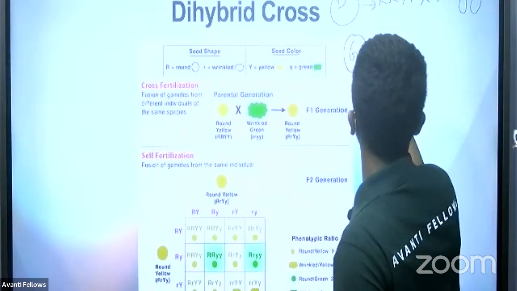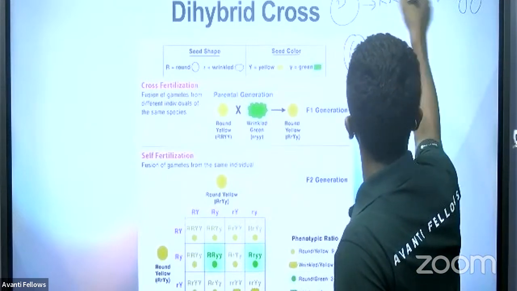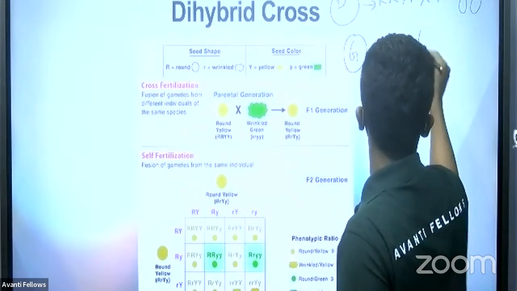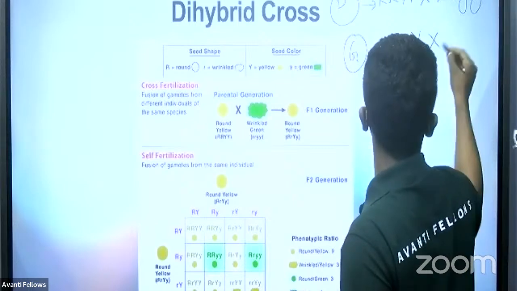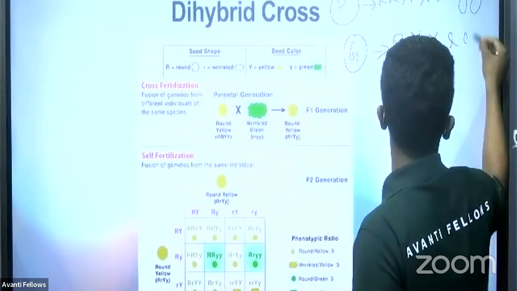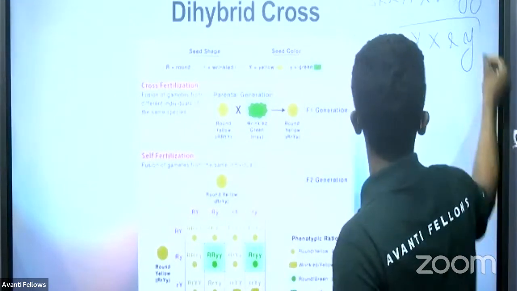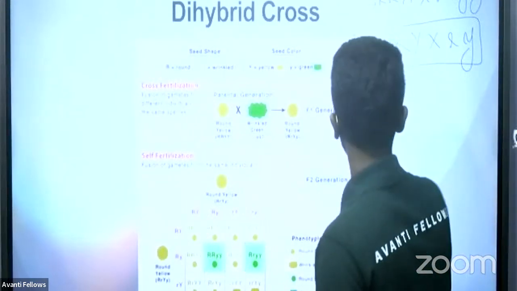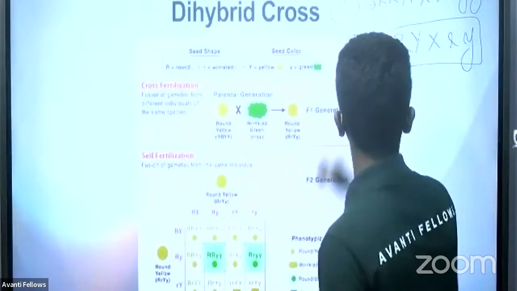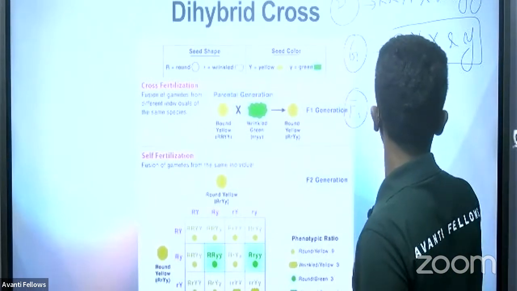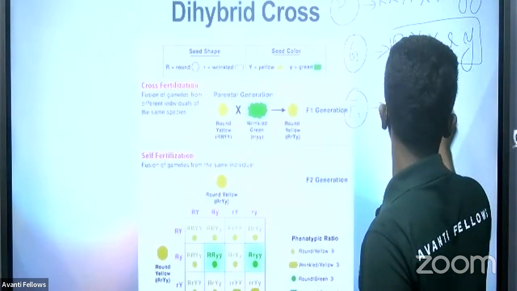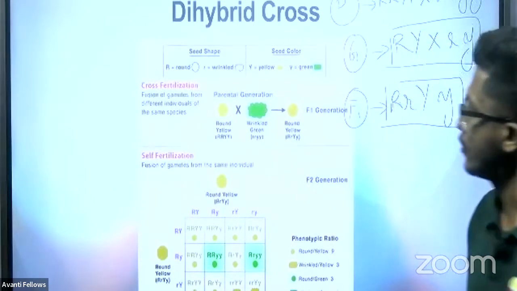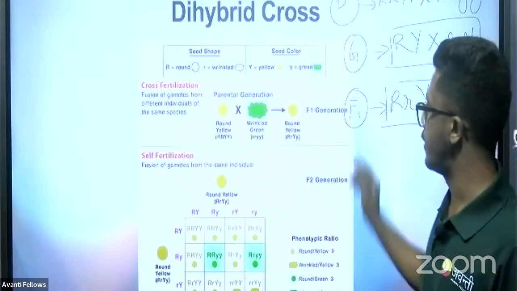I will represent it as G. Out of R and R, I will take one R. Out of Y and Y, I will take one Y. And then they cross with small r, small y. If you ask me how, then you have missed a lot of class. Now, what will be the F1 generation, kids? The F1 generation will be capital R, small r, capital Y, small y. So all of them were round and yellow in the F1 generation, correct?